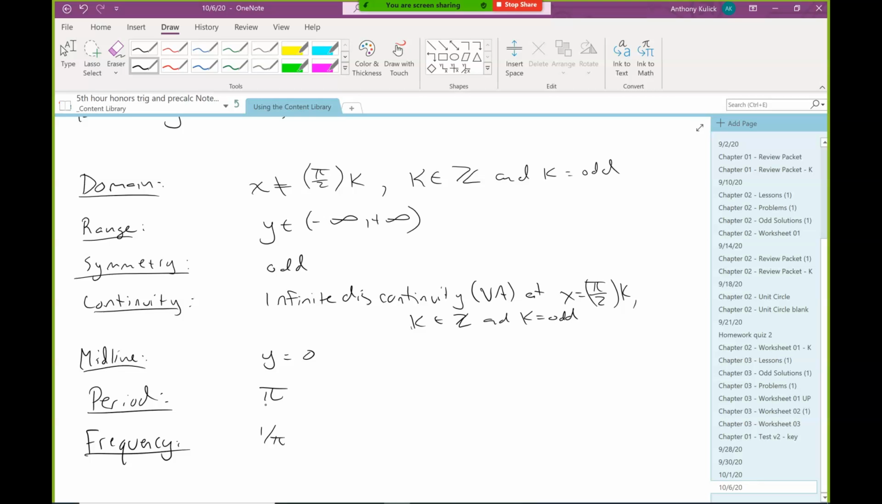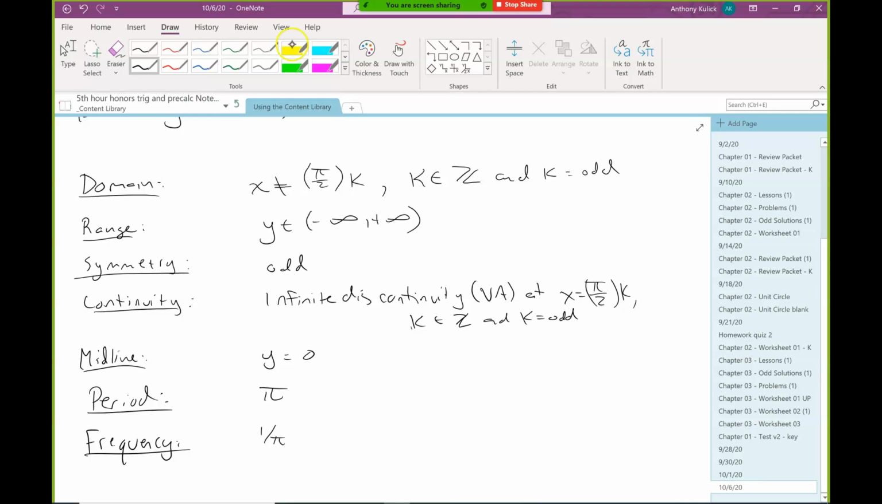So this is the first trig function that we've seen that's not everywhere continuous, right? We have some discontinuities going on here. We'll show you why in a moment, why that's happening for tangent.